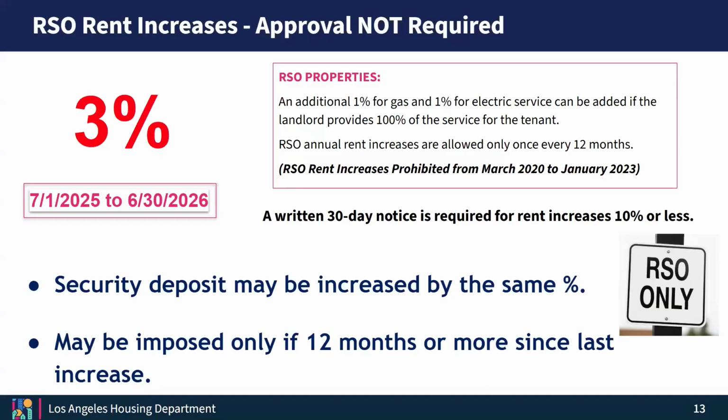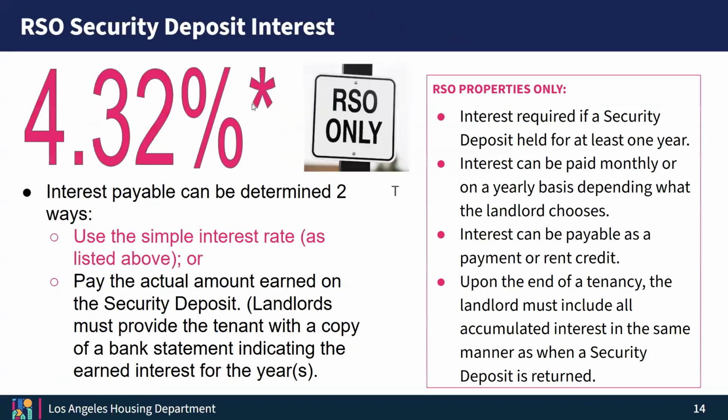RSO rent increases were prohibited from March 2020 to January 2023. That was the rent freeze ordinance. A written 30-day notice is required for rent increases of 10% or less. Security deposits may be increased by the same percentage, and may be imposed only if 12 months or more have passed since the last increase. Next slide.